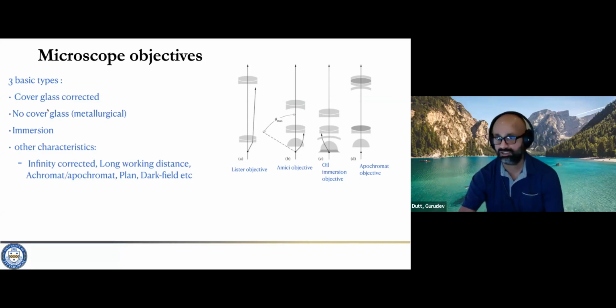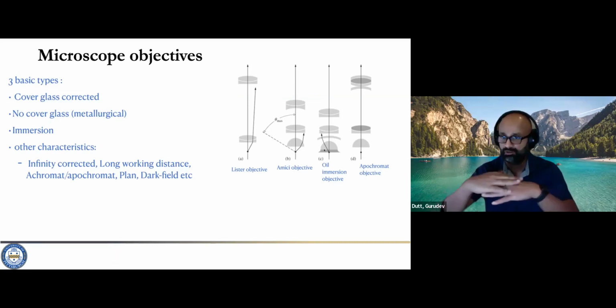Similarly, you can look at metallurgical samples or semiconductors, where you're inspecting some defects in a chip, etc. Then you don't want this cover glass correction. You can buy those as well. Working distance: a long working distance means the objective can be far away from the sample that you're studying. Immersion is probably one of the most common things in biological samples. You just have your sample on a glass slide, you cover it with a cover glass, and then you put a drop of oil or water.